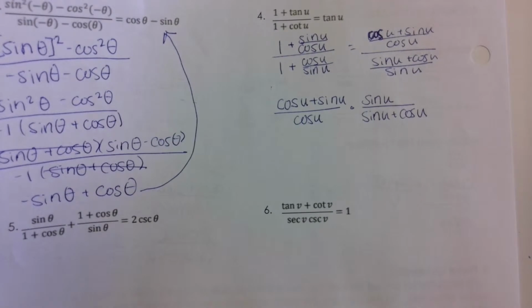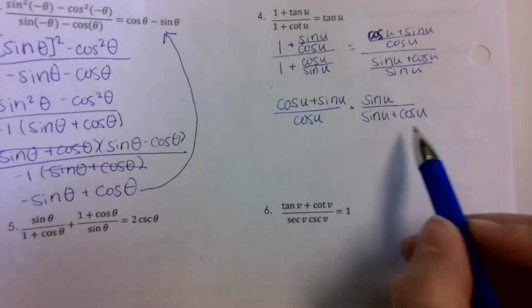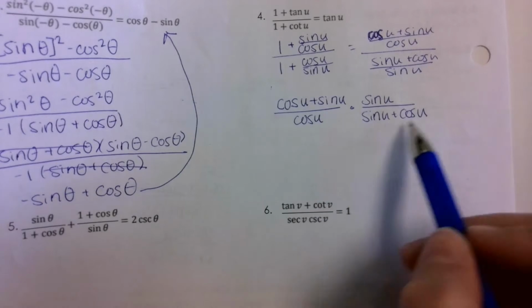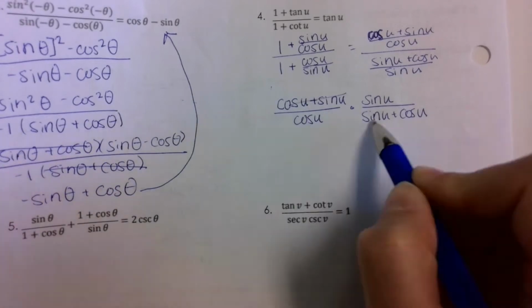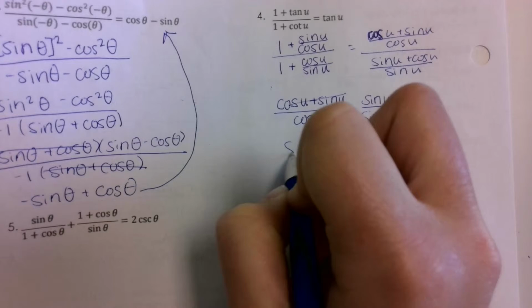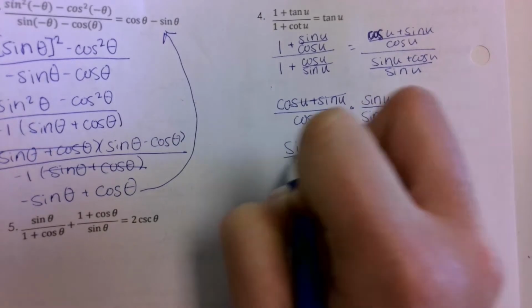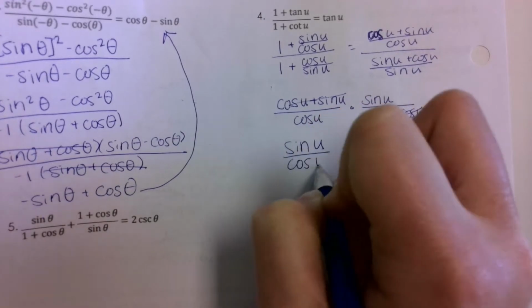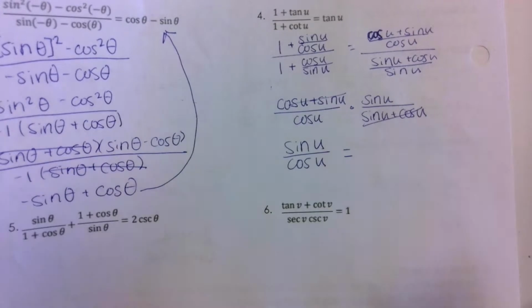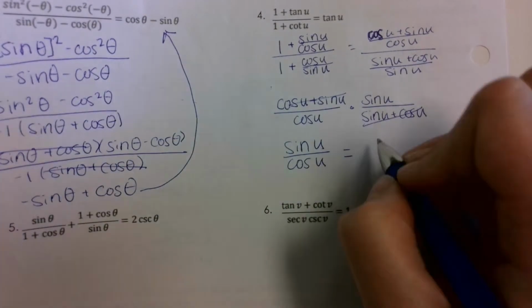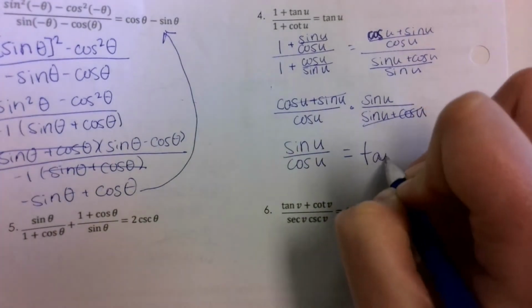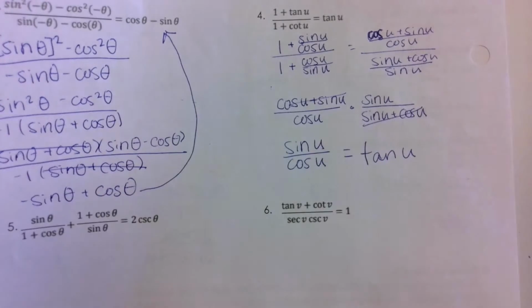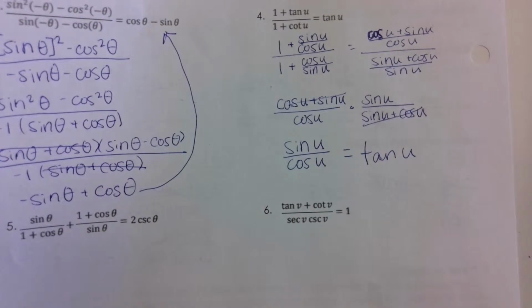So then from there, the sine u plus cosine and then sine u plus cosine, those are going to cancel. And you're just left with sine over cosine. And what is sine over cosine? Tangent, and that's what we were trying to prove in the first place. Questions on that one?